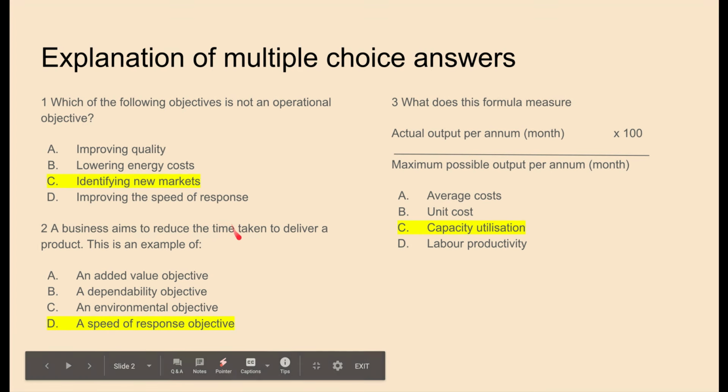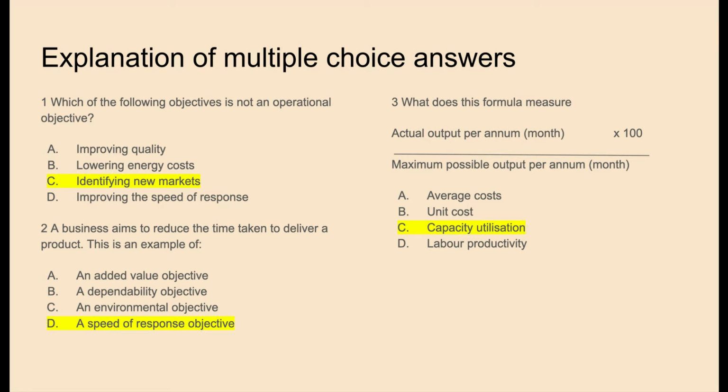Question 3, what does this formula measure? Actual output per month divided by the maximum possible output per month. Most of you should remember, if you've been doing a bit of revision on operations, that is the formula for capacity utilization. That's the percentage of the maximum output that is actually being used by your organization. So those are the first 3 questions considered. Let's move on and take a look at questions 4 through to 6.